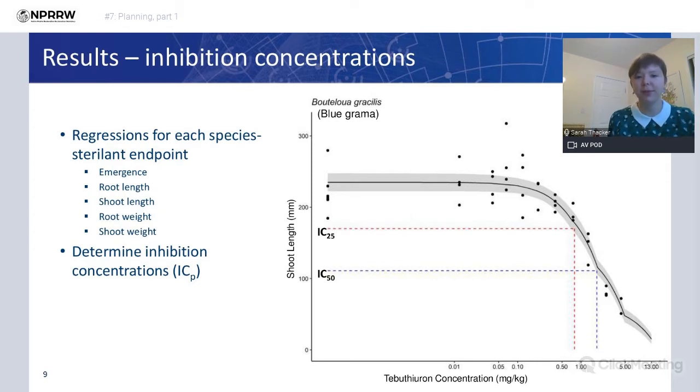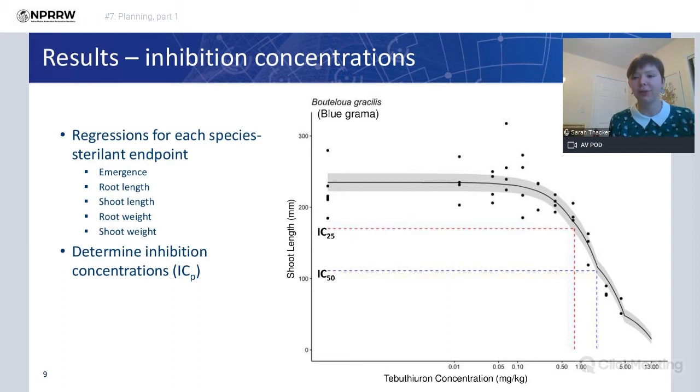Okay, so in order to assess toxicity, we take that endpoint data for each species and sterilant, and we fit regressions to the data and then develop inhibition concentrations, which give us information on toxicity. It's a little bit confusing, so I wanted to use this example here to explain what we did. The graph that you're looking at is blue grama. It's shoot length. You can see on the y-axis shoot length when exposed to tebuthyron in soil. The dots that you're seeing are the individual data points that we collected, and the black line is showing the regression that we fit to the data. Not surprisingly, shoot length decreased as the concentration of tebuthyron increased. And I should say the shading is showing the confidence interval for the data.